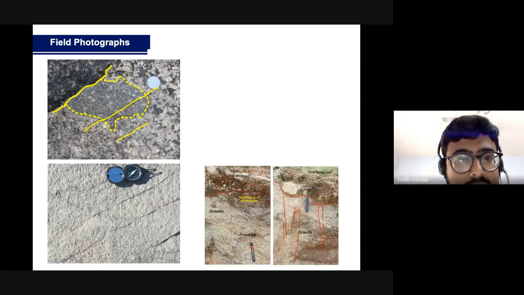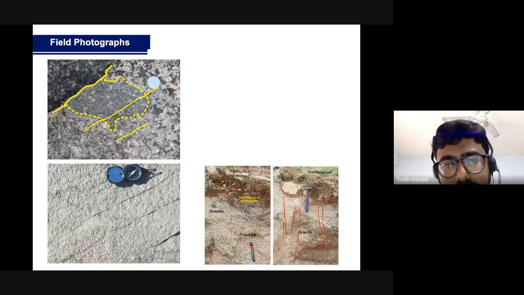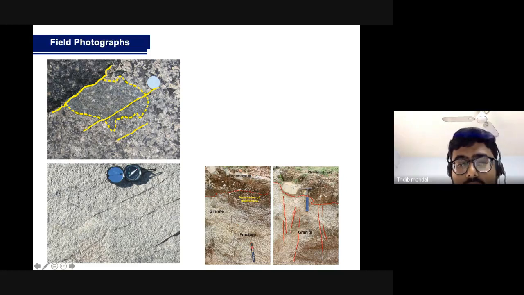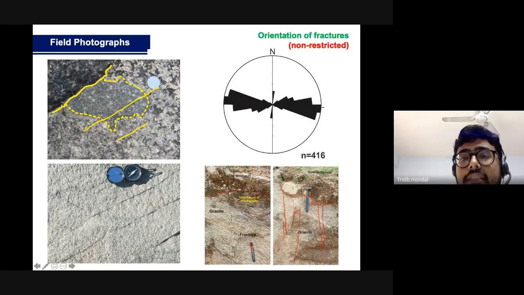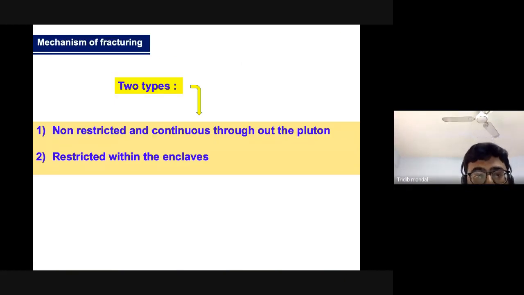Although some fractures are restricted, there are other fractures which are not restricted. They cut across the enclaves and penetrate into the host rock, and sometimes terminate at a high angle into the country rocks. And these are the orientations of the fractures. So we have two types of fracture: one is the non-restricted fractures continuous through the pluton, and another is restricted within the enclaves.